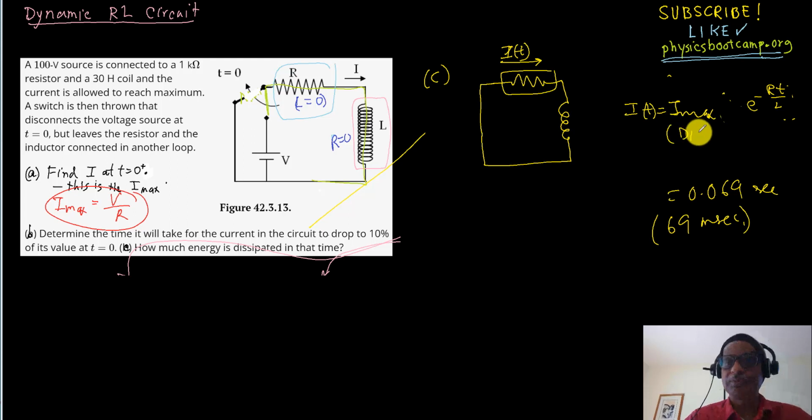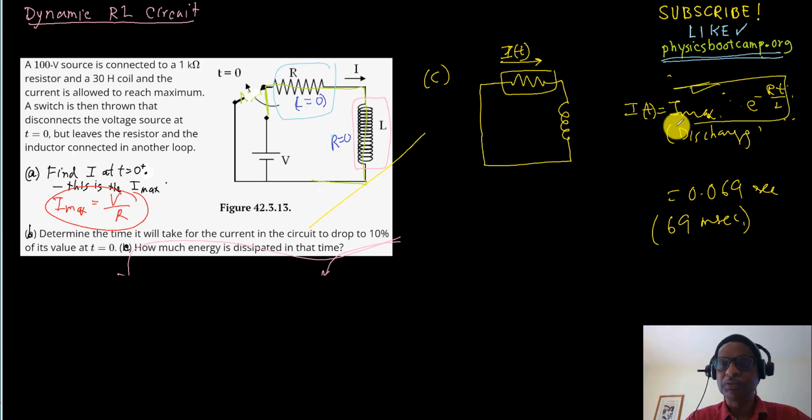So at t equal to 0, it's I max. As t goes to infinity, it goes to 0. So this is the one we had on an earlier slide. Okay, so this is the only place the energy dissipates.